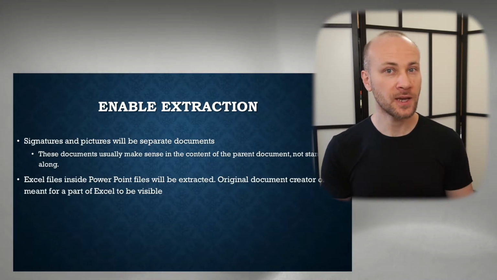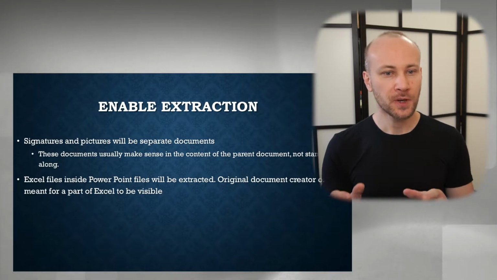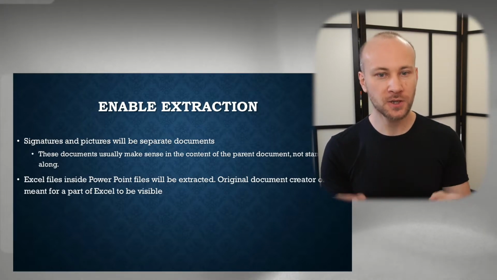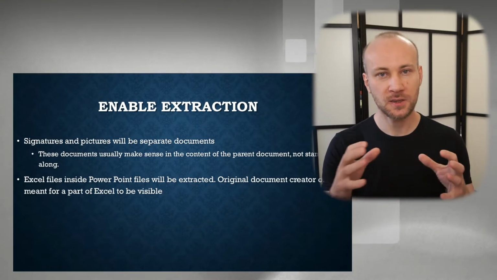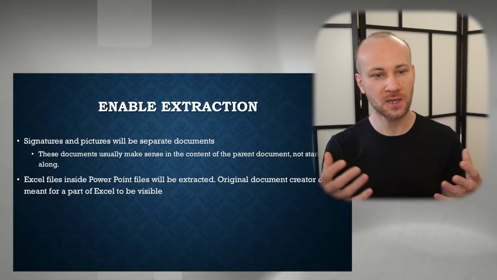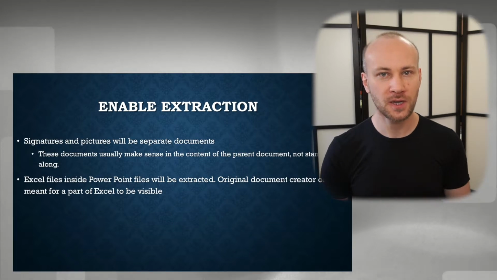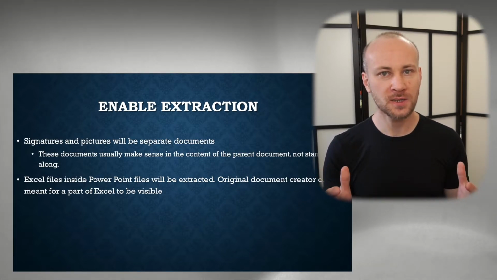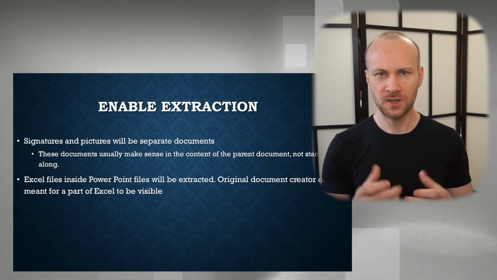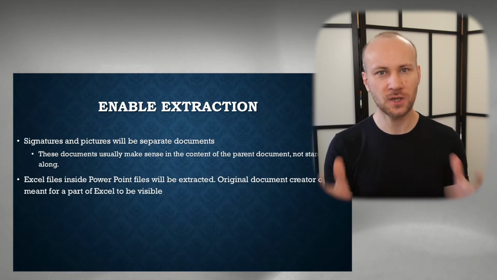If you do enable document extraction, you will have pictures, signatures, and emails that are embedded in your email extracted as separate files. And that causes a problem where reviewers say, what are these files? Why am I seeing all these pictures and signatures? They don't make sense. Can you just get rid of them?